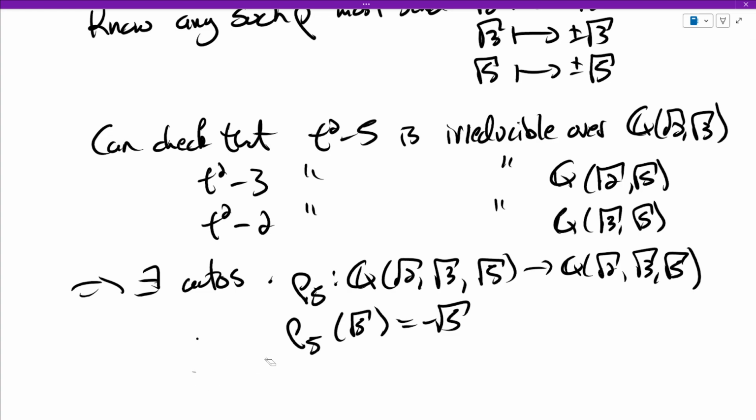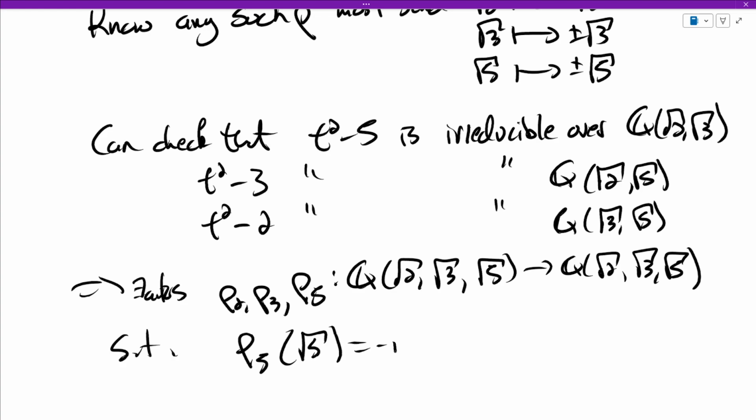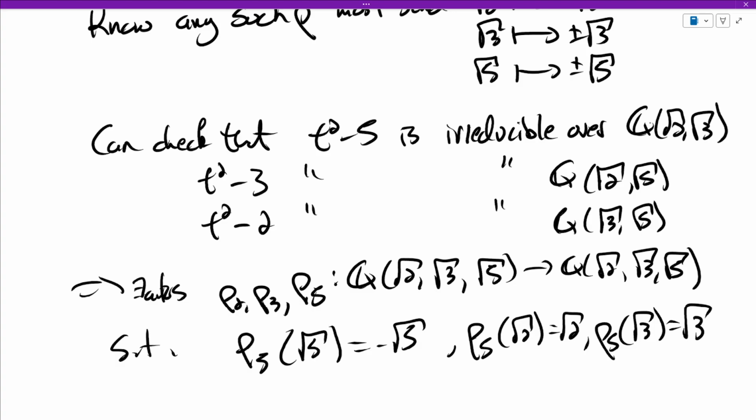In fact, let me write it like this a little bit better. There exist automorphisms rho 2, rho 3, rho 5 such that rho 5 of root 5 is negative root 5 and it fixes the other two. Because we're using this fact that if you have an irreducible polynomial, there exists an isomorphism between extensions where you add in the separate roots, but when we add in root 5 and negative root 5, we get the same thing. That's something we saw in the previous video.